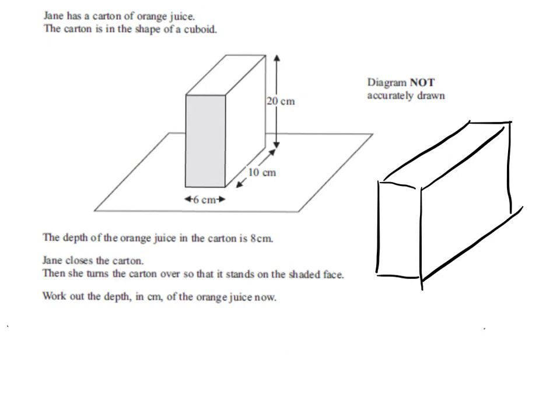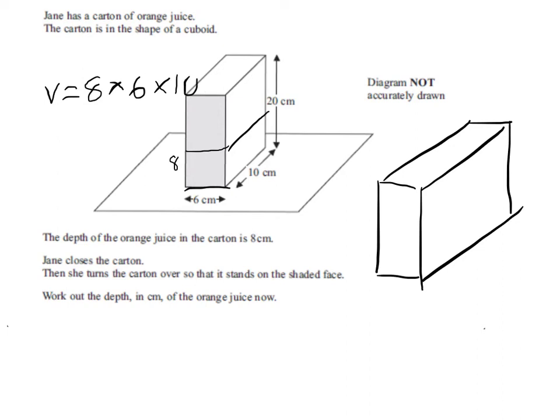So Jane has a carton of orange juice. The carton's in the shape of a cuboid. The depth of the orange juice is 8 centimetres. So we've got this actual juice comes up to 8 centimetres. So we can get the volume of the juice then. The volume of the juice will be 8 times 6 times 10.